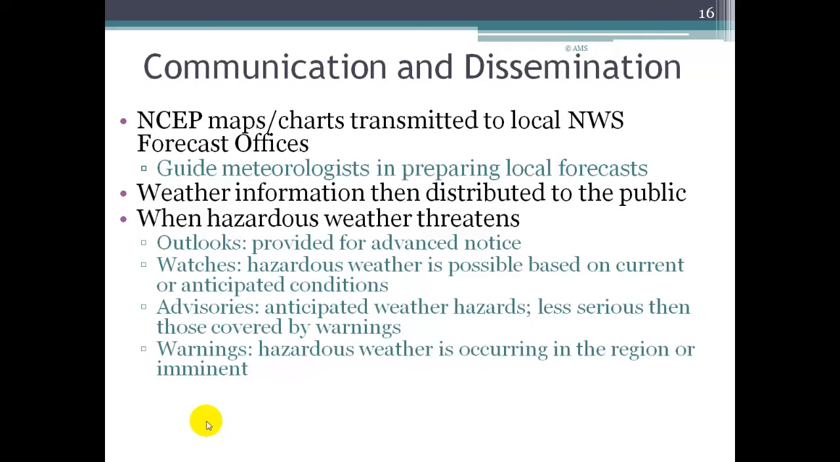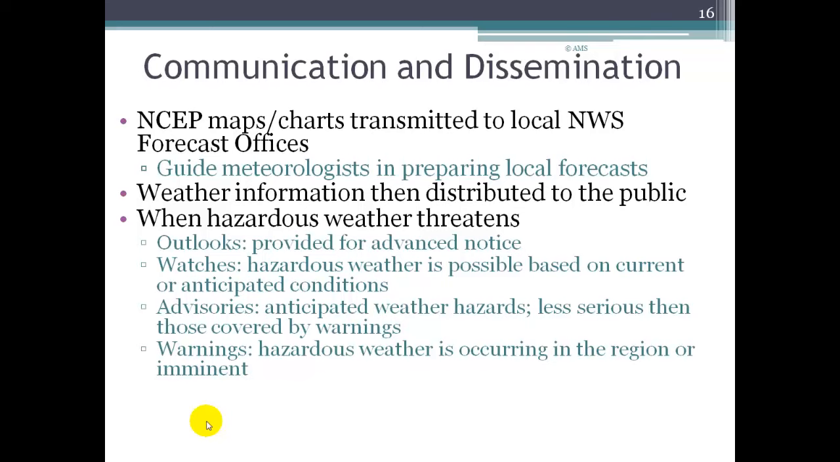An outlook is just giving some advanced notice of, there's a hurricane on the horizon, whatever. And then if it escalates to become a more imminent threat for an area, it becomes a watch, which means that hazardous weather is possible based on current or anticipated conditions. So a watch is just saying it's possible. The next step up is an advisory, which is when we anticipate hazardous weather. It's less serious than a warning, but more serious than a watch.